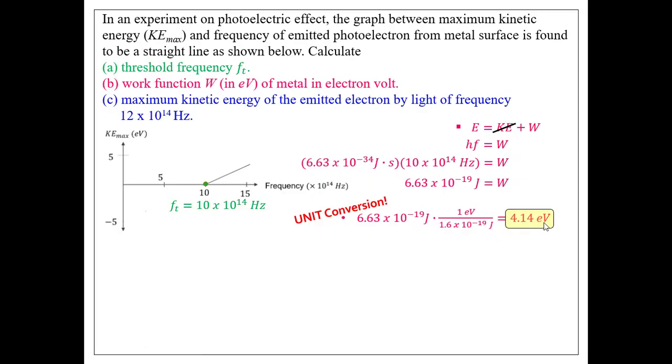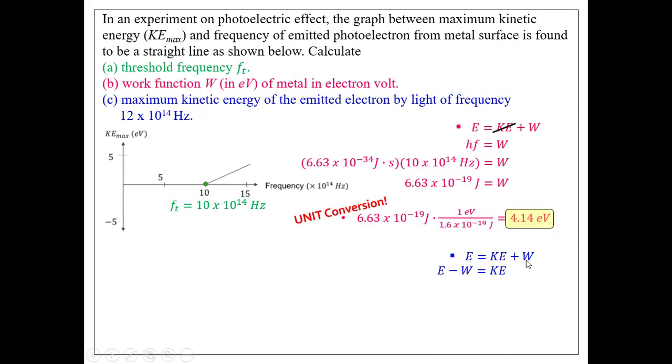Okay. Let's do part C. Part C asks us to find the kinetic energy if the frequency is 12 times 10 to the 14 hertz. So the minimum was 10. Now it wants us to find how much KE, or how fast these electrons would move out. Once we know the minimum, we know that any value beyond 10 times 10 to the 14 hertz will work. So in this case, it gives us 12 times 10 to the 14th. So we know there's a little excess energy here.